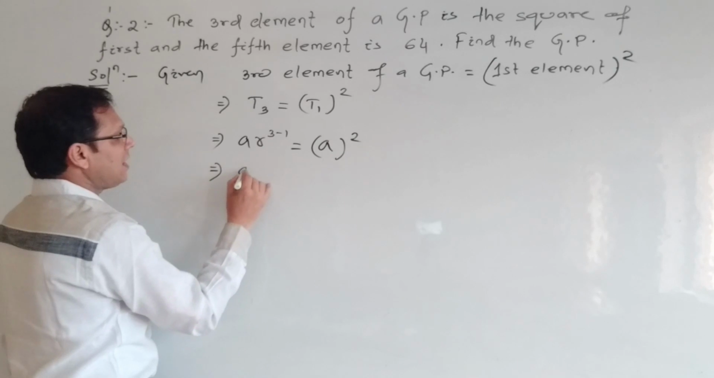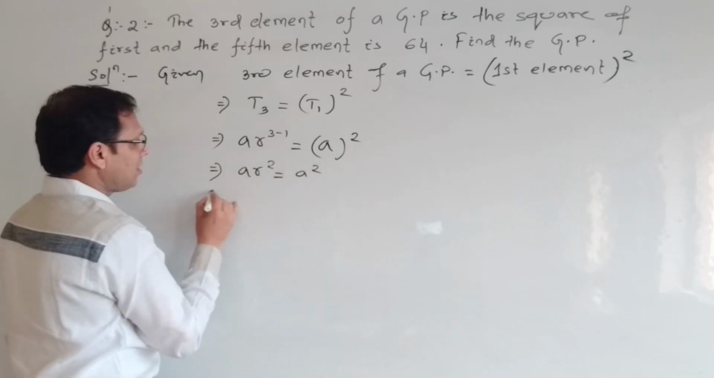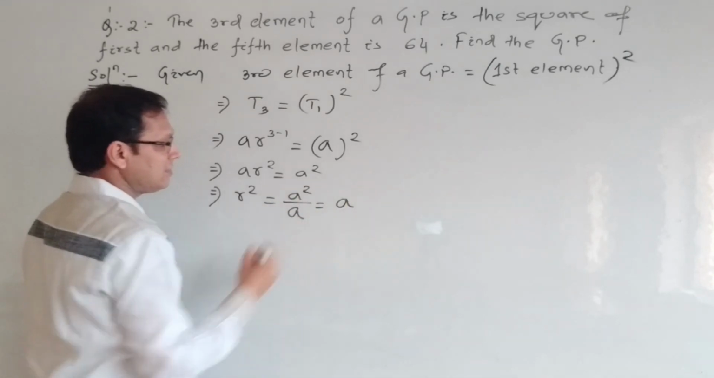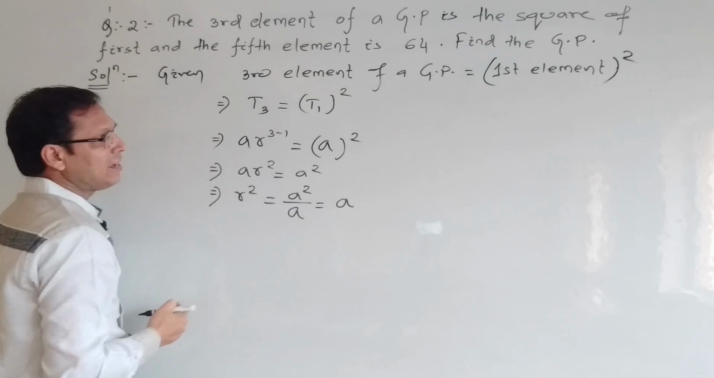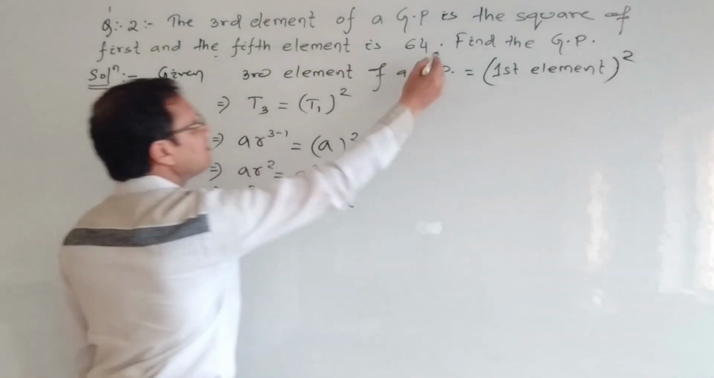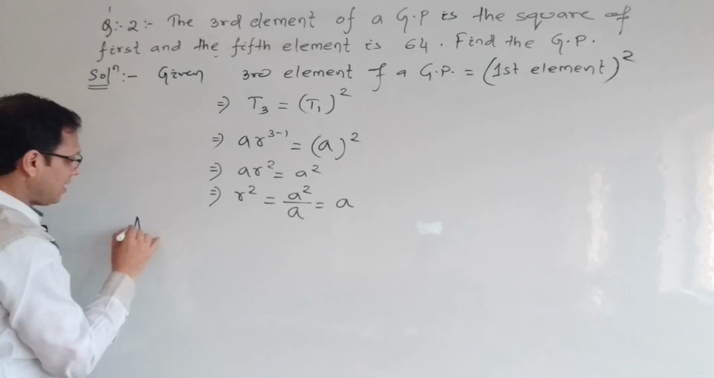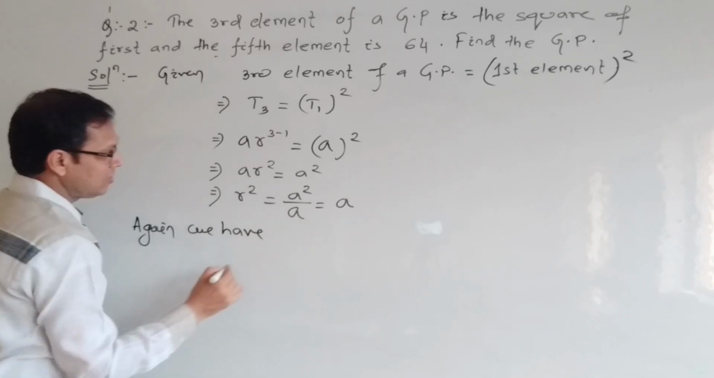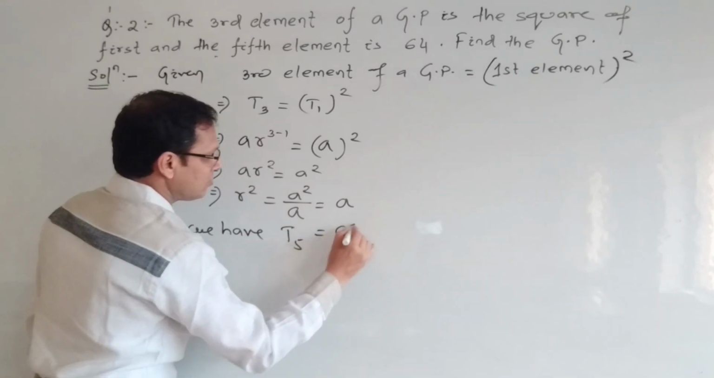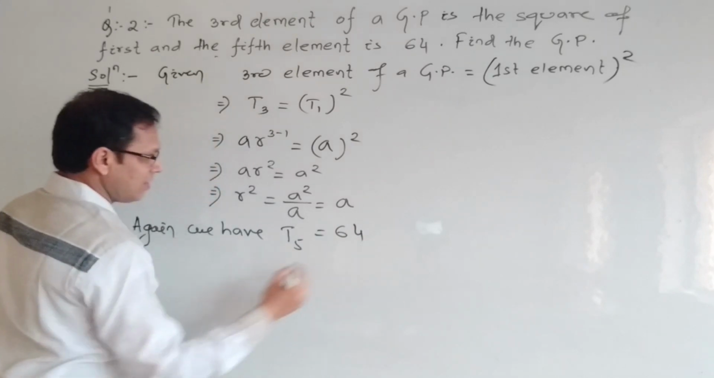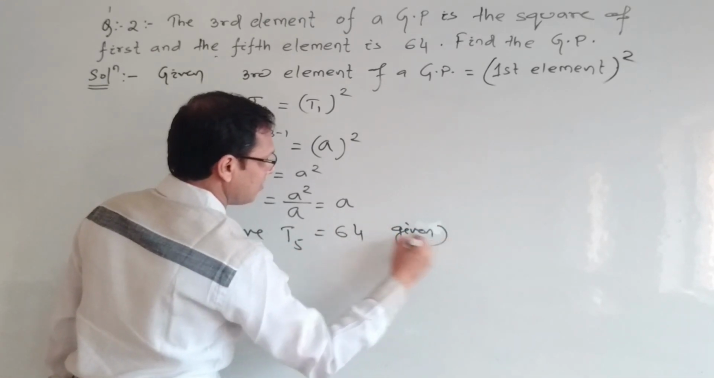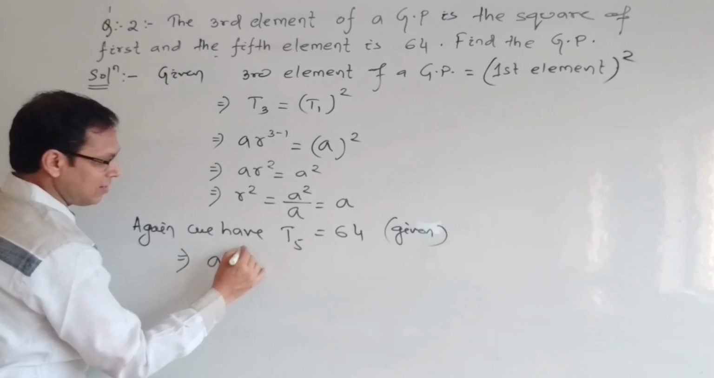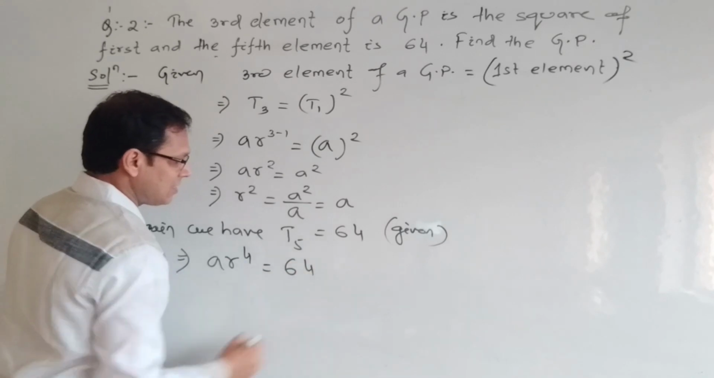That is A r square is equal to A square, or in other words r square is equal to A square by A, that is A. So r square is equal to A. Again, given that the fifth element is 64, so you can write T5 is equal to 64. This one is given. So T5 means A r to the power 5 minus 1, that is A r to the power 4 is equal to 64.